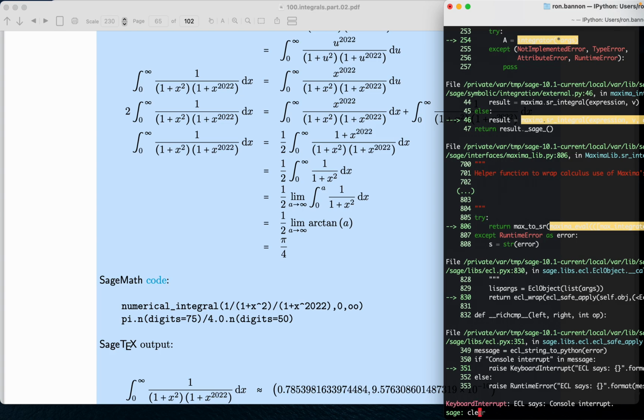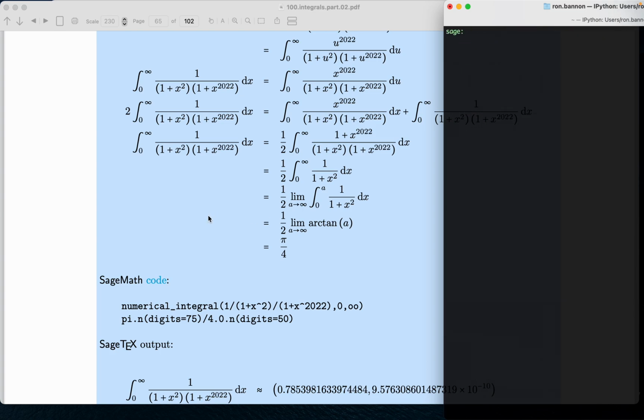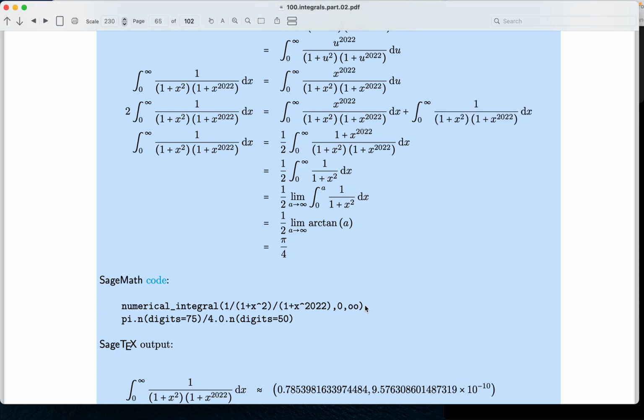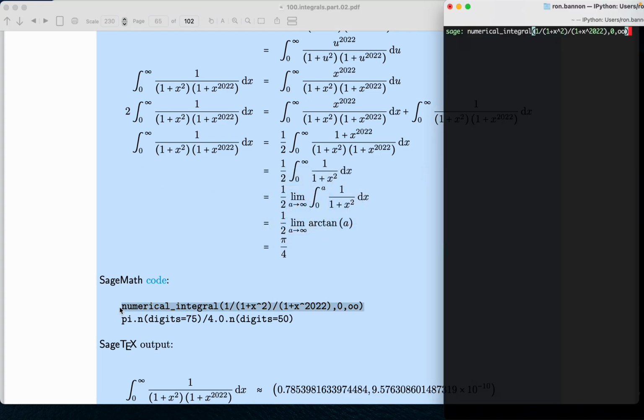Let me clear the screen. I don't need to see all that stuff now. I'm not going to read through it anyway. And I'm going to copy paste. Numerical integration. And what do I get? I get this number over here. That's the result of the integration.